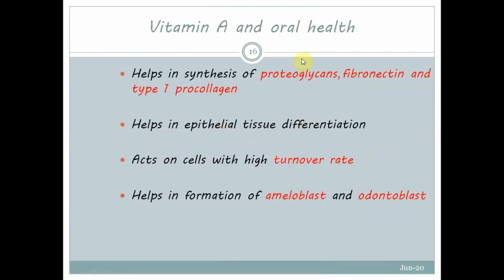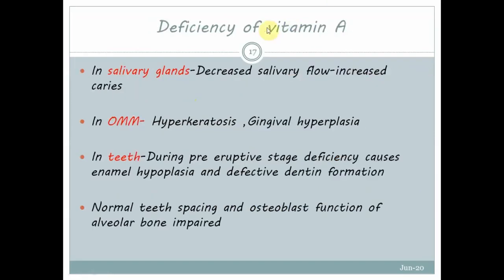So for oral health, this is what we are emphasizing upon. Vitamin A helps in synthesis of proteoglycans, fibronectin, and type 1 procollagen. It also helps in epithelial tissue differentiation, acts on cells with a high turnover rate, and helps in formation of ameloblasts and odontoblasts. So what happens if there is a deficiency? It affects the salivary gland, with decreased salivary flow, causing increased caries. In the oral mucous membrane, there will be hyperkeratosis and gingival hyperplasia. In teeth, during the pre-eruptive stage, deficiency causes enamel hypoplasia and defective dentin formation.